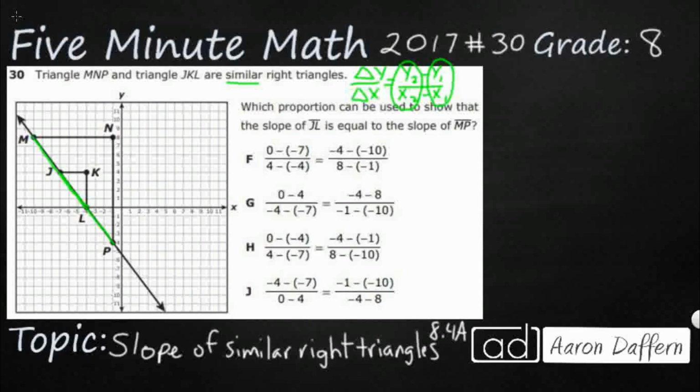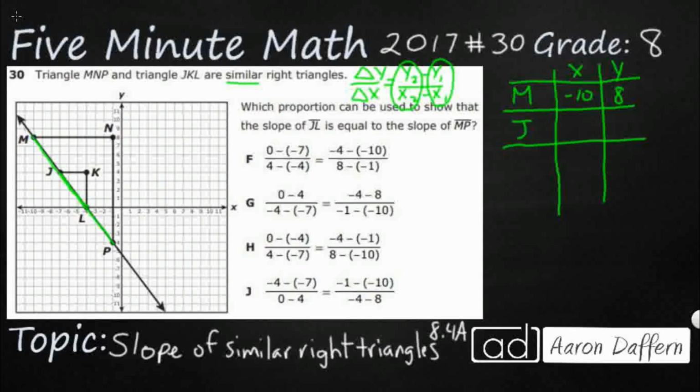So let's plot some of these points. So I've got M, right? And I'm just going to look at my x and my y, just so we can use that as a visual reference, because that's way too many numbers in F, G, H, and J. All right, so M looks like it's a -10 as the x. The y is +8. Let's look at J next, coming down the line. Looks like my x is -7, and I've got a y of +4.